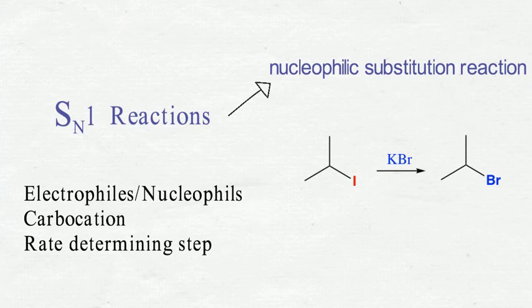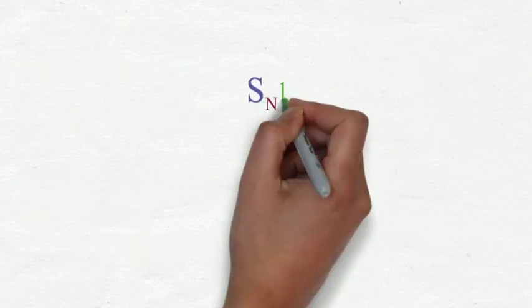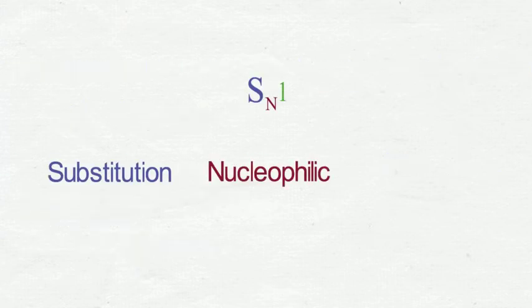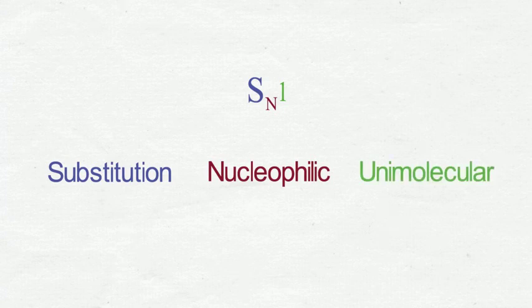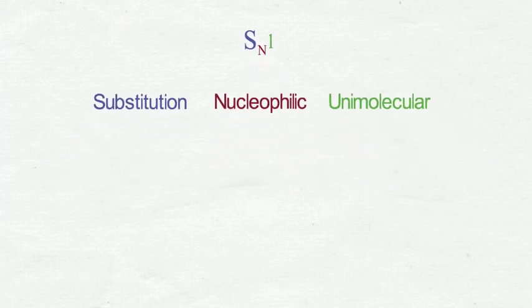Just a quick note, we're talking about substitution reactions at the saturated carbon. These reactions are different than substitution reactions at carbonyl groups. SN1 stands for substitution, nucleophilic, unimolecular. The unimolecular means that only one molecule, the electrophile, as we'll see, is involved in the rate determining step.